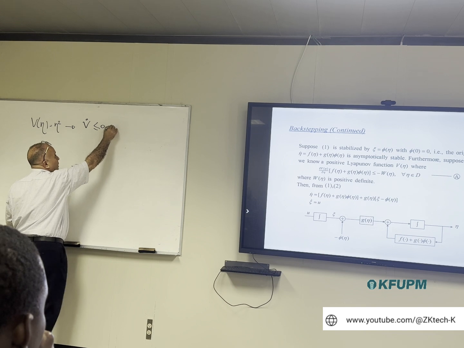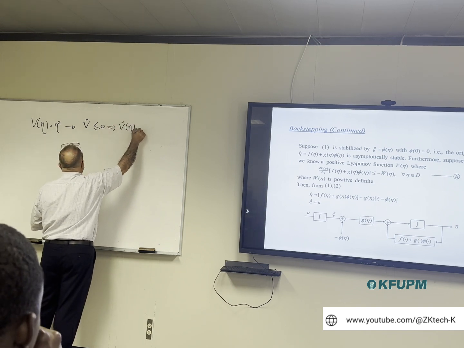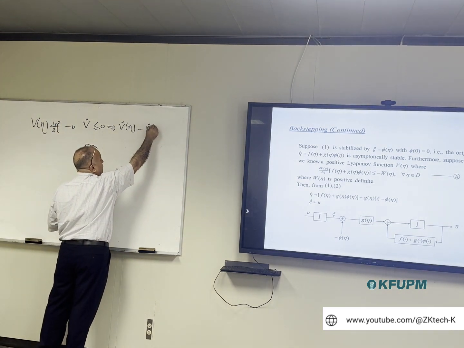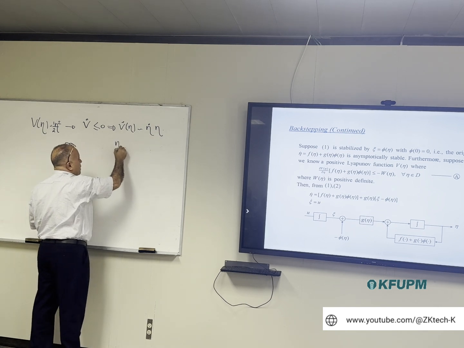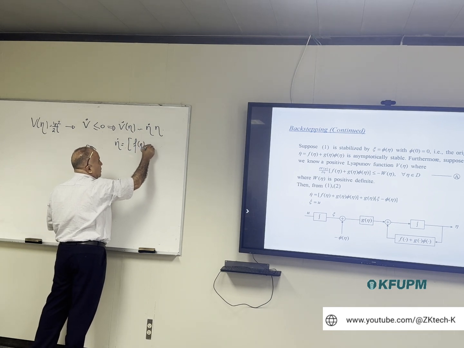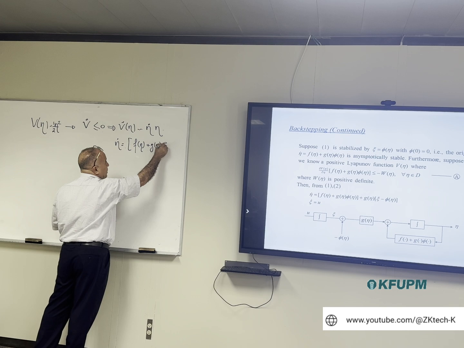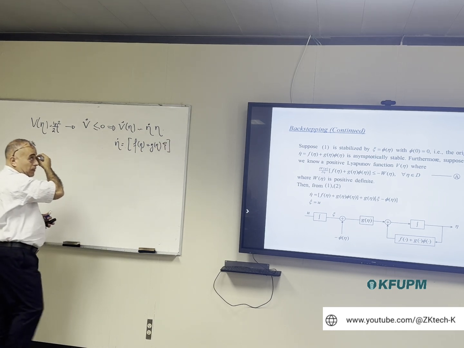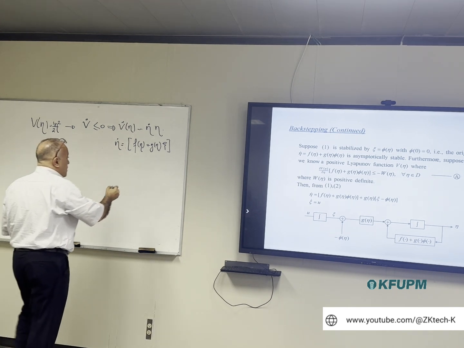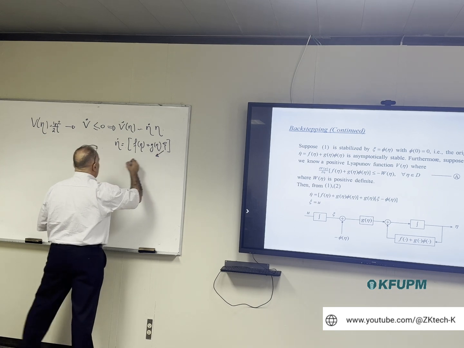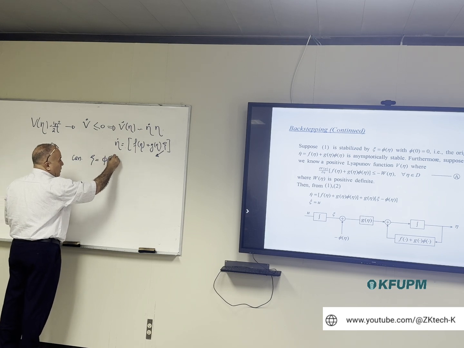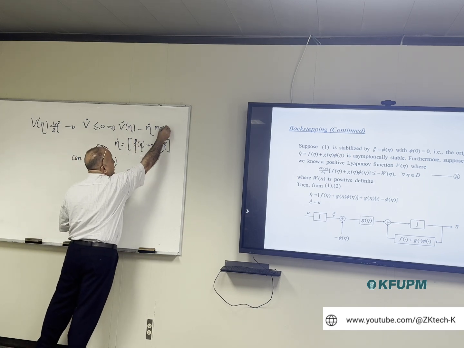So if I compute V prime of eta, we are going to put a half here just to remove the 2. It's going to be equal to eta prime multiplied by eta. And eta prime is given by our equation as f of eta plus g of eta multiplied by zeta. Right? So my question is, can I find zeta here? Can I find the function zeta equal phi of eta that makes this derivative negative?